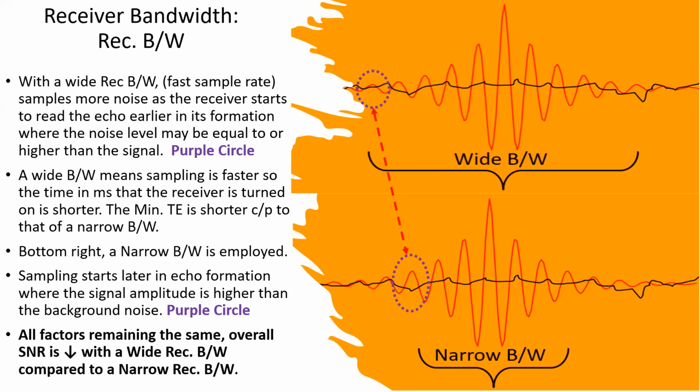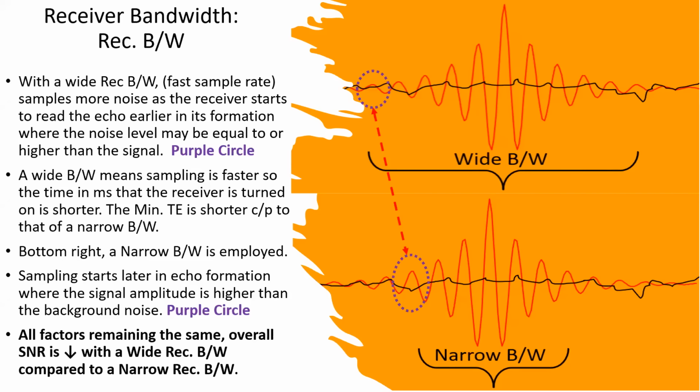So let's look at this visually, which is wide and which is narrow. So a wide receiver bandwidth, as I just said, is a fast sampling rate. It's also going to sample more noise because it's sampling basically the entire echo. It's sampling where the echo is starting to form and there's not much amplitude versus noise. So that black line running across that echo is noise.